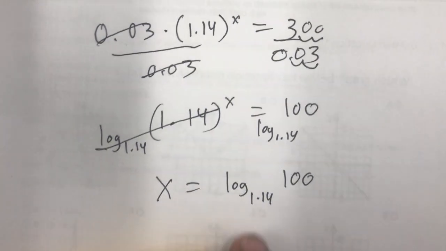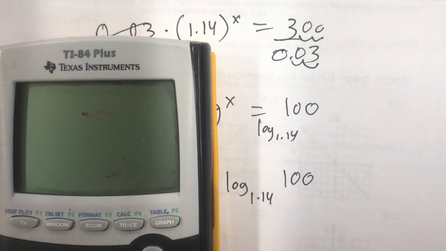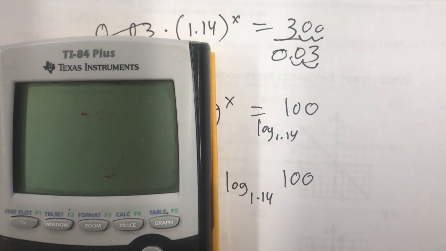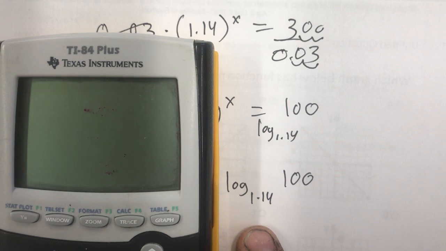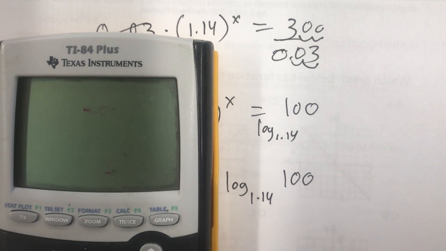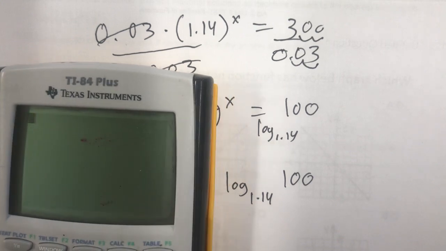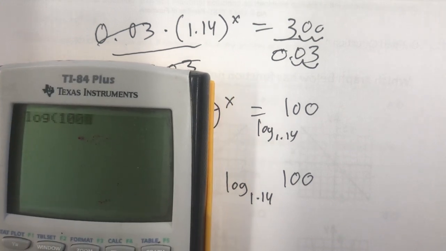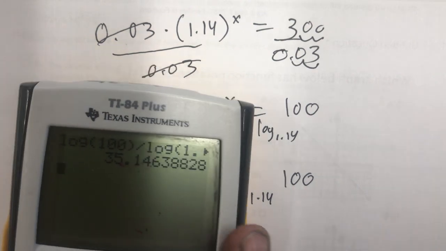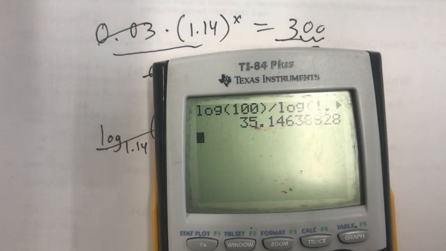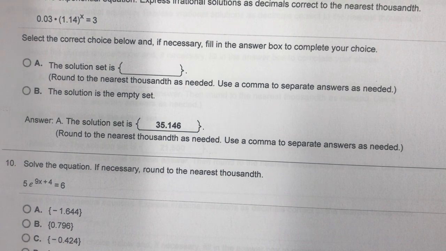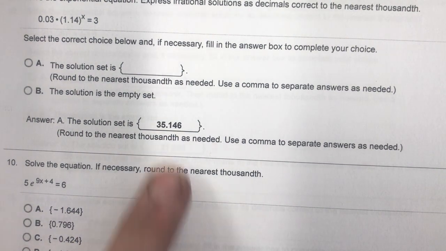So we'll do log 100 divided by log 1.14. Well, my calculator is messed up. Log 100 divided by log 1.14. And I get 35.146. And there you go, got it.